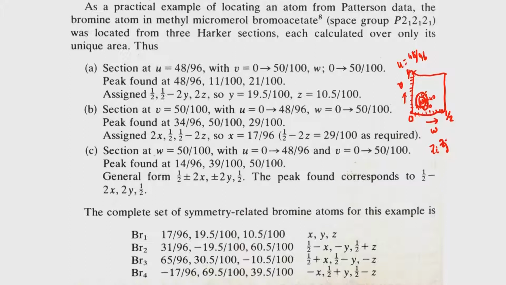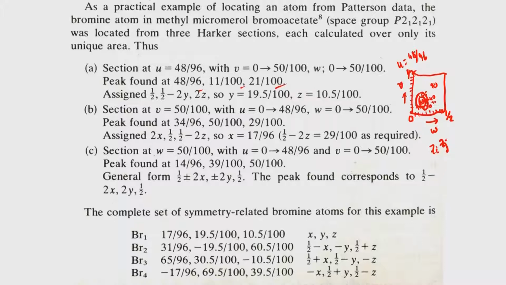So the next point will be 20, let us say, and there is something like 80 here. That will be another peak in the UV section corresponding to some other atom, let's say. So we take the highest peak. The highest peak now is at 48 by 96, 11 by 100, and 21 by 100 in this map.